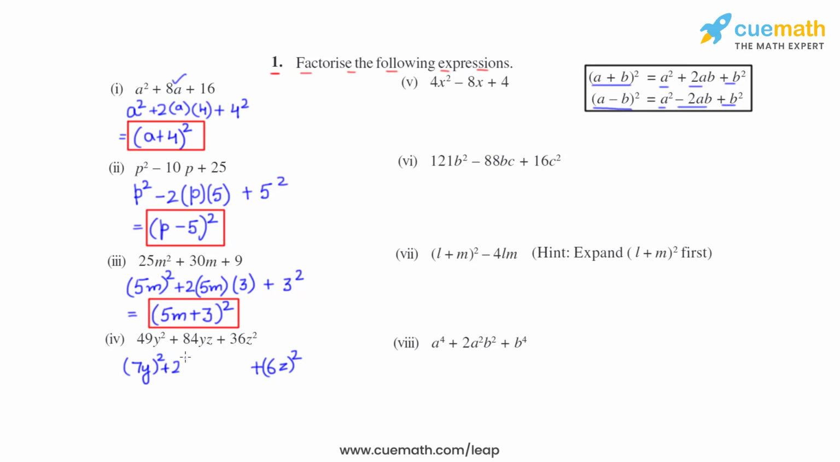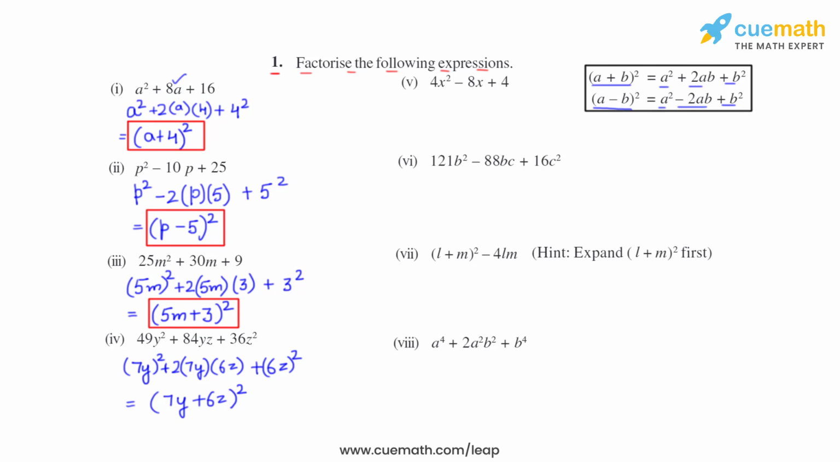So it can be written as 2 into 7y. A is 7y and b is 6z. 2 into 7, 14. 14 into 6, 84 and yz. So it can be written in a square plus 2ab plus b square form. So it is equal to a plus b whole square. So 7y plus 6z whole square.